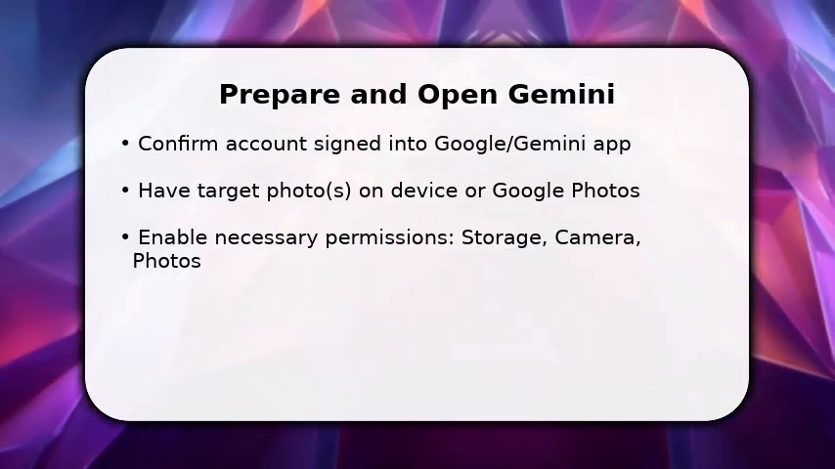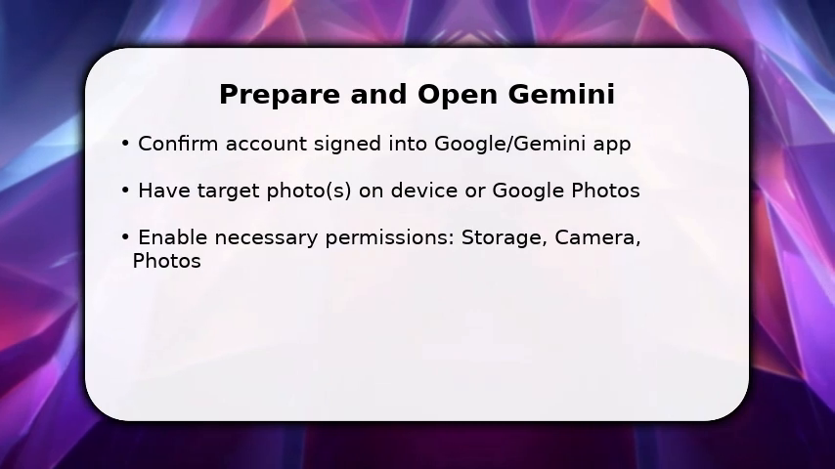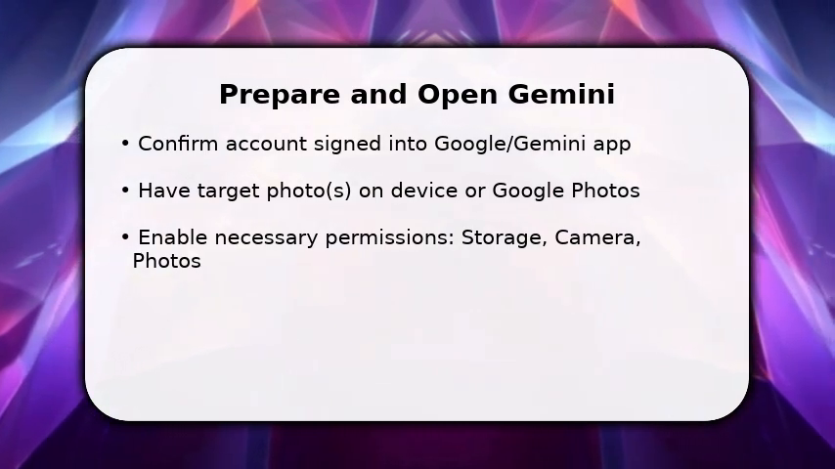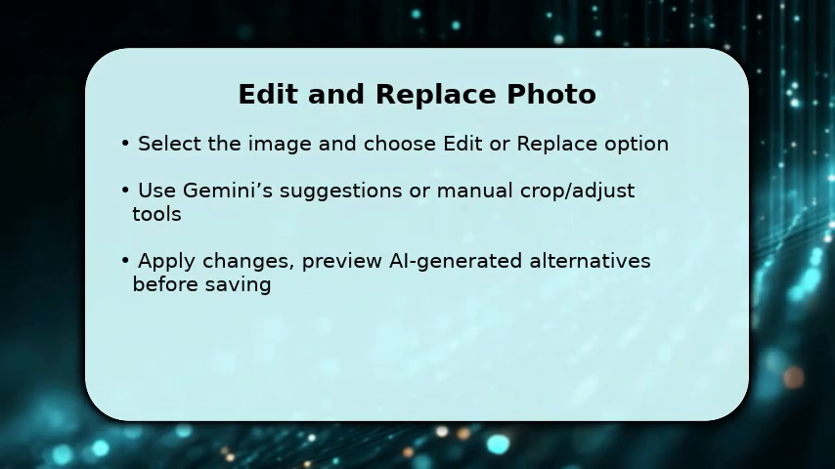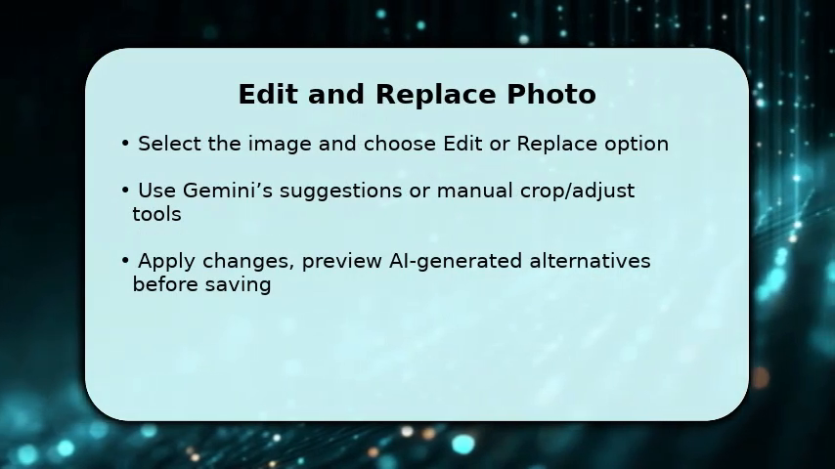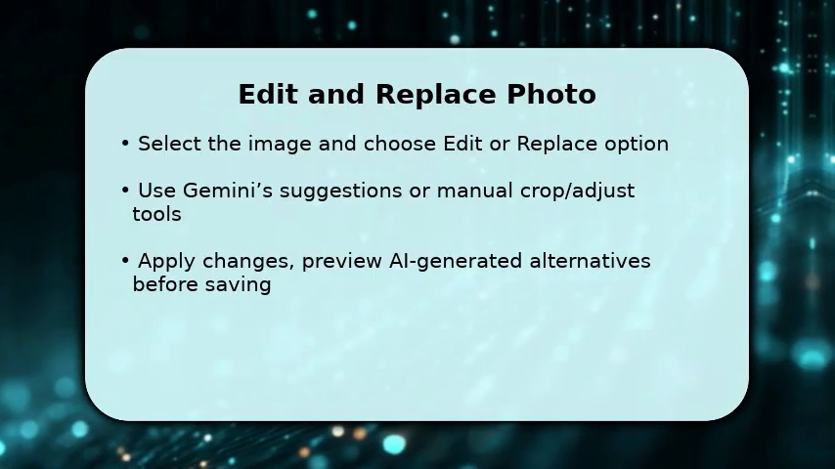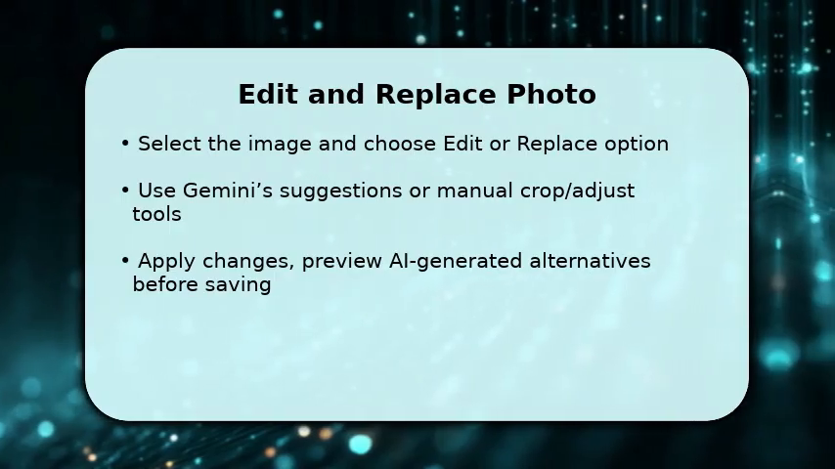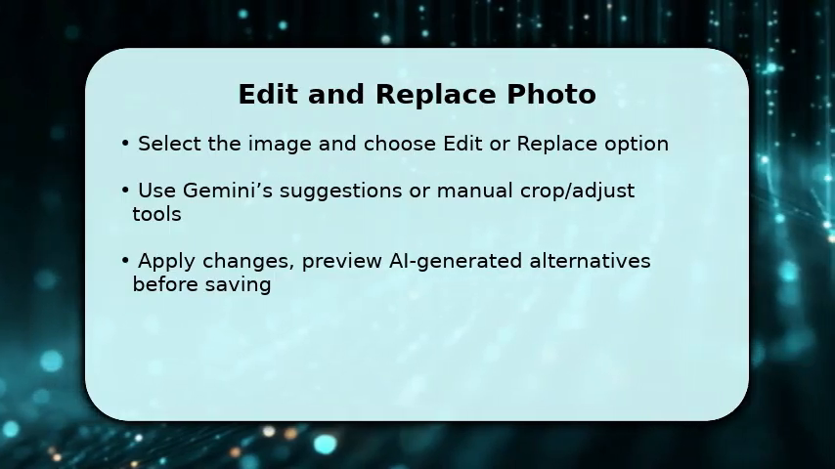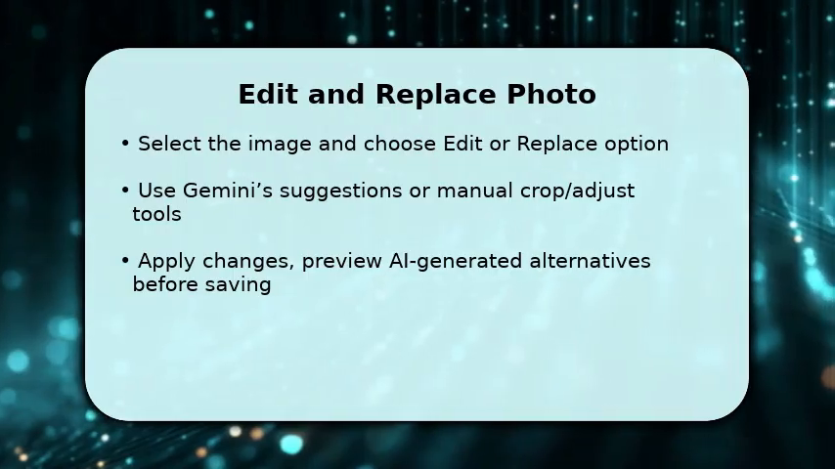With the image loaded, select Edit or Replace. Gemini offers AI suggestions and manual controls. Use suggestions to change background, improve lighting, or swap faces, and use manual sliders for precision. Once you apply an effect, preview alternatives Gemini generates. Compare one to the original to ensure quality.